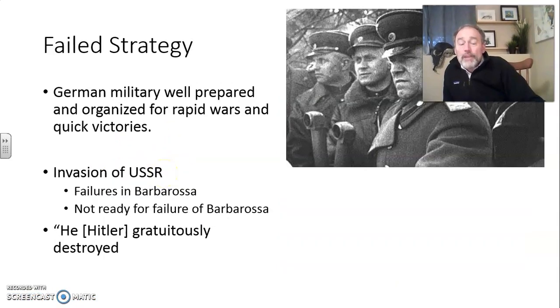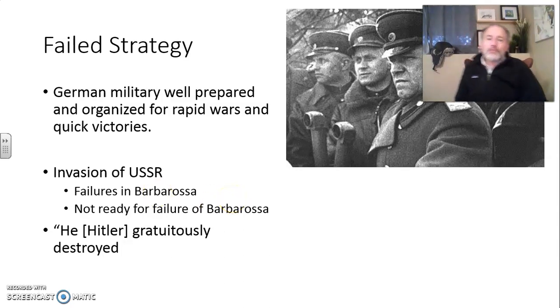Failed strategies would include things like the German military was well prepared and organized for rapid wars and quick victories. And in part, this was so that Hitler didn't disrupt the civilian life in Germany, didn't cause shortages, and so kept his popularity. In terms of the invasion of the USSR, there were the failures in Barbarossa, and then the fact that the German army wasn't ready for the failures of Barbarossa, and it was only by 1943 that they shifted to a total war footing, which many would say was just far too late.